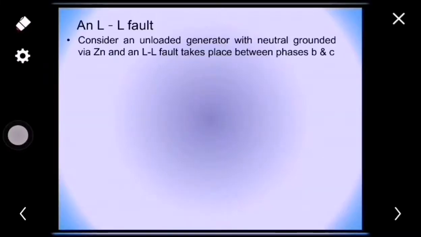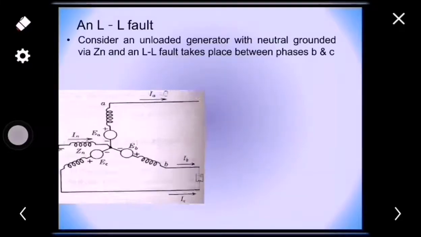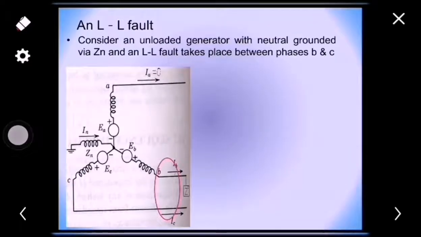Now let us take the next fault, an LL fault, and let us take an unloaded synchronous machine wherein the fault is assumed to be occurring between phase B and phase C via ZF. ZF could also be 0, that will be a very simple problem, but we will not take ZF equal to 0 first. Now let us put in the boundary conditions.